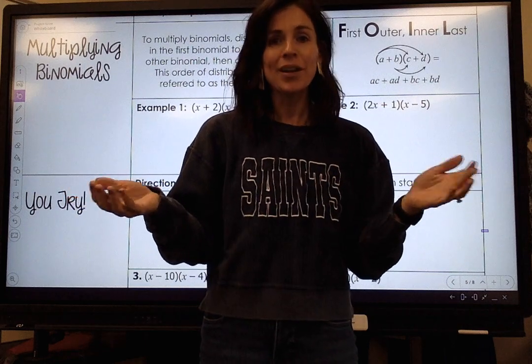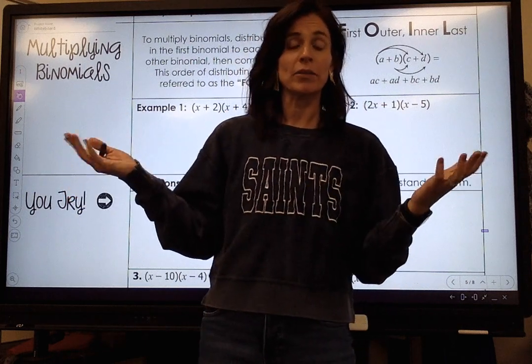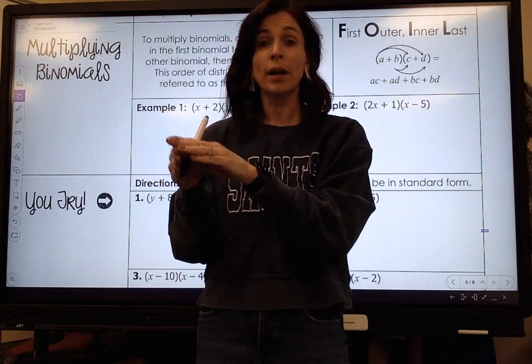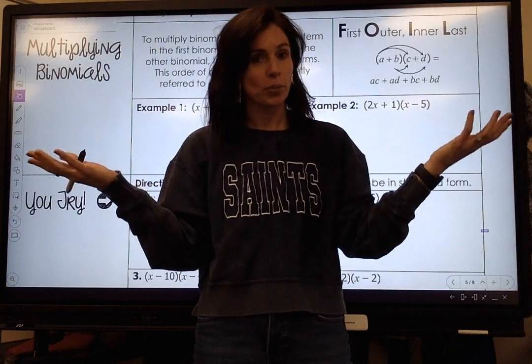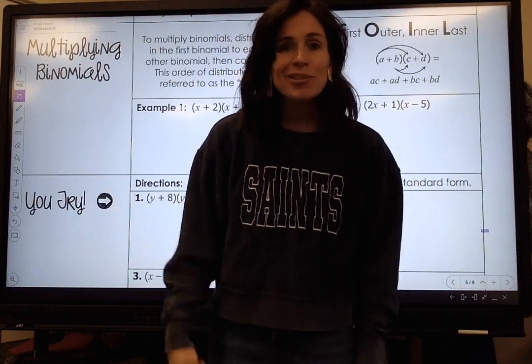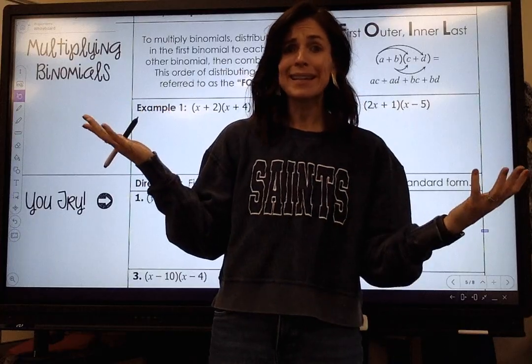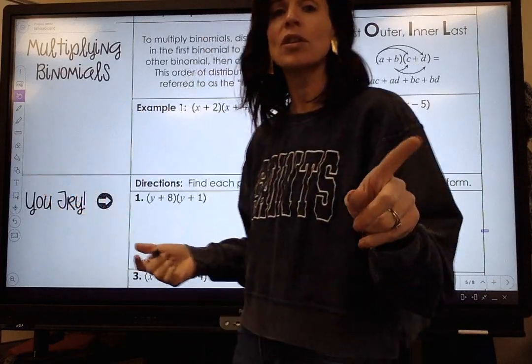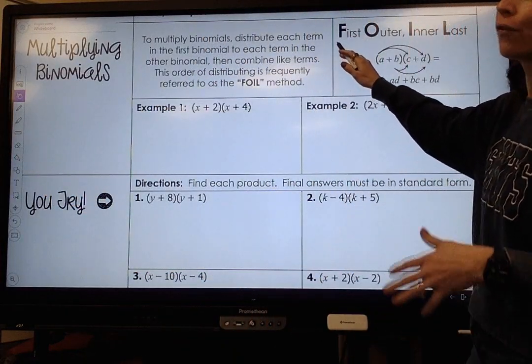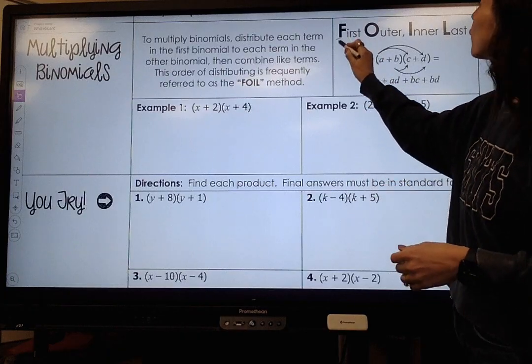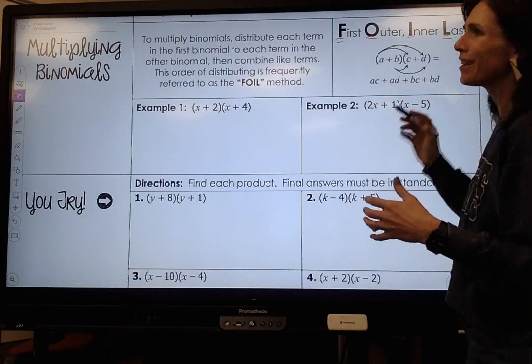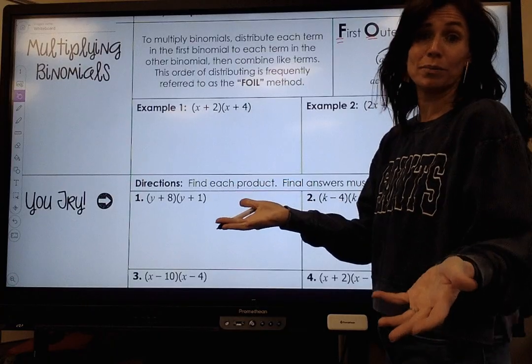In this section, we are just going to multiply binomials. So we have distributed a monomial times a binomial, the distributive property, and now we're just going to multiply binomials, which is basically the double distribution. A lot of times you're going to hear it called FOIL, which means first, outer, inner, last, and that's just an order of how you multiply these.